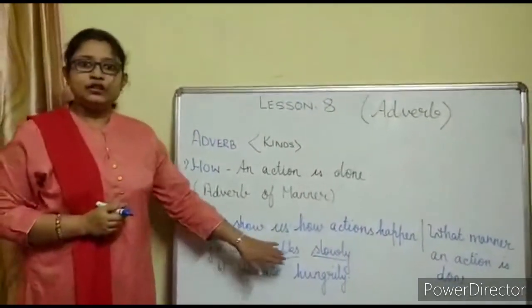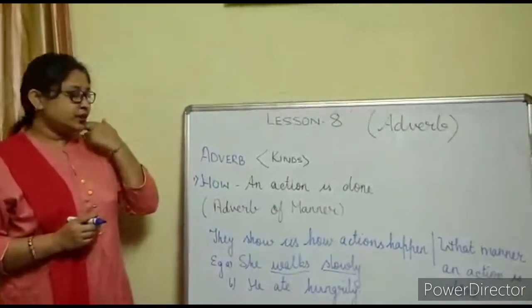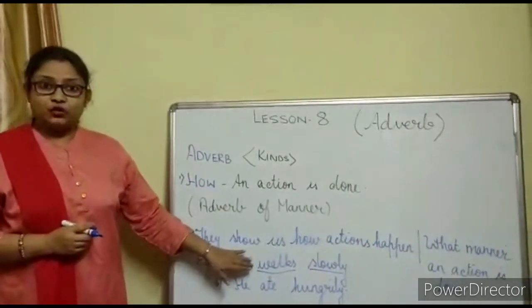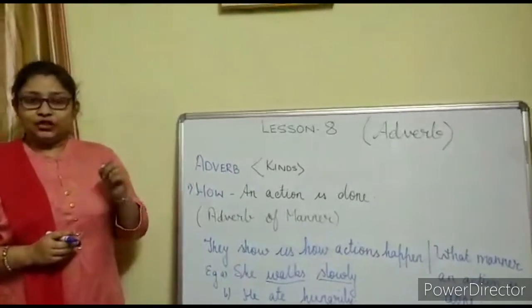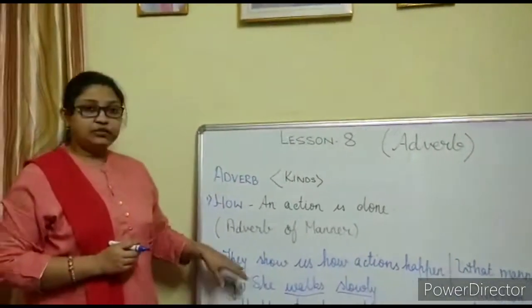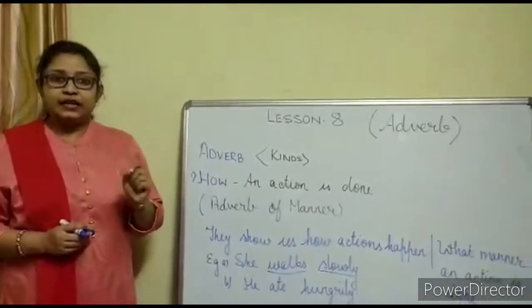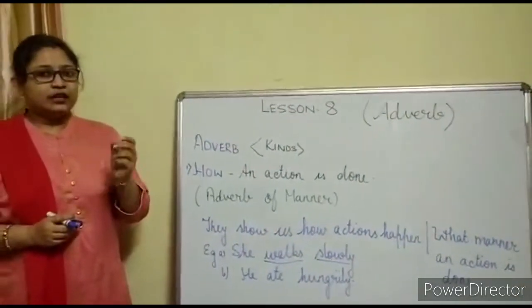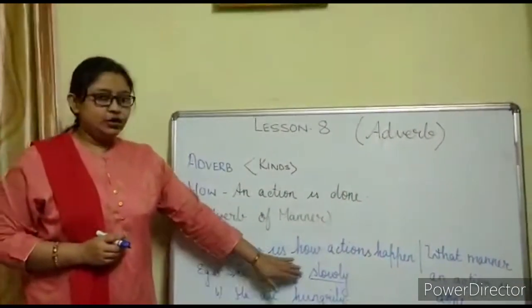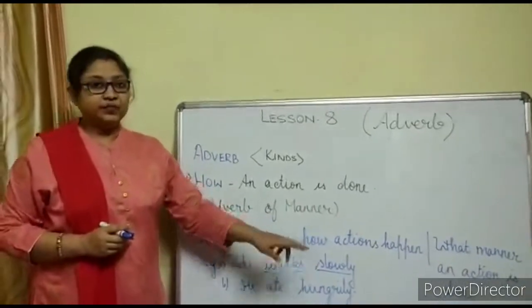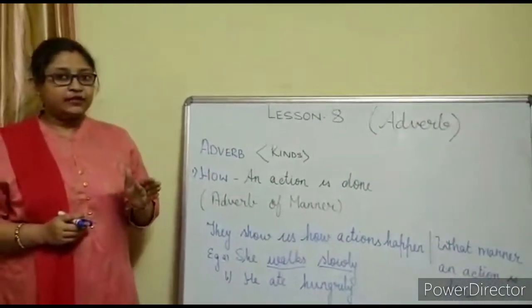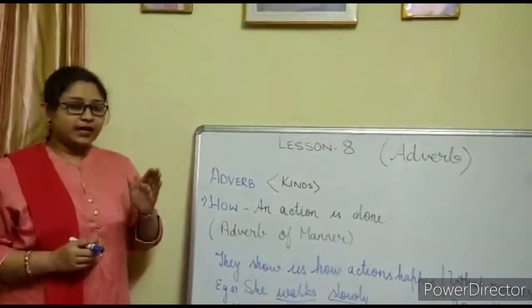I am repeating once again. She walks slowly. Now here students, verb, action word is walks. Now if we ask a question with how, how does she walk? And the answer is slowly. So slowly, ly is there. It is adverb. Which kind of adverb? It is adverb of manner.